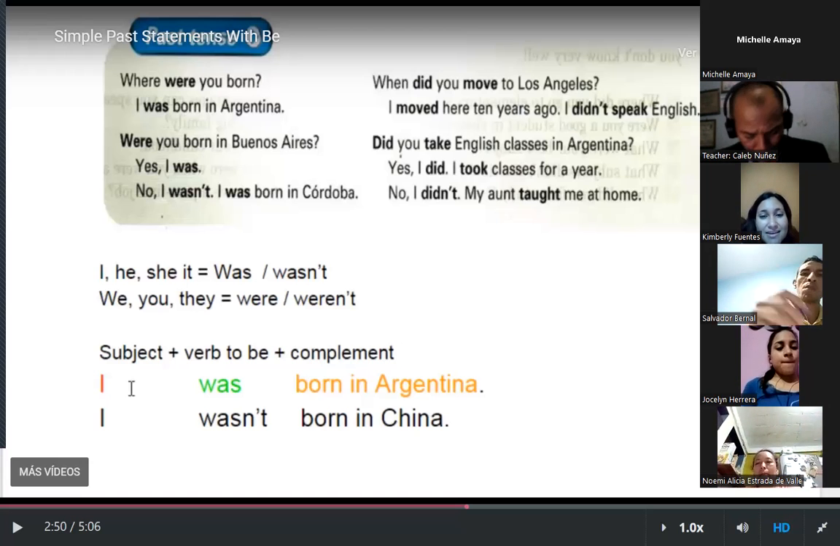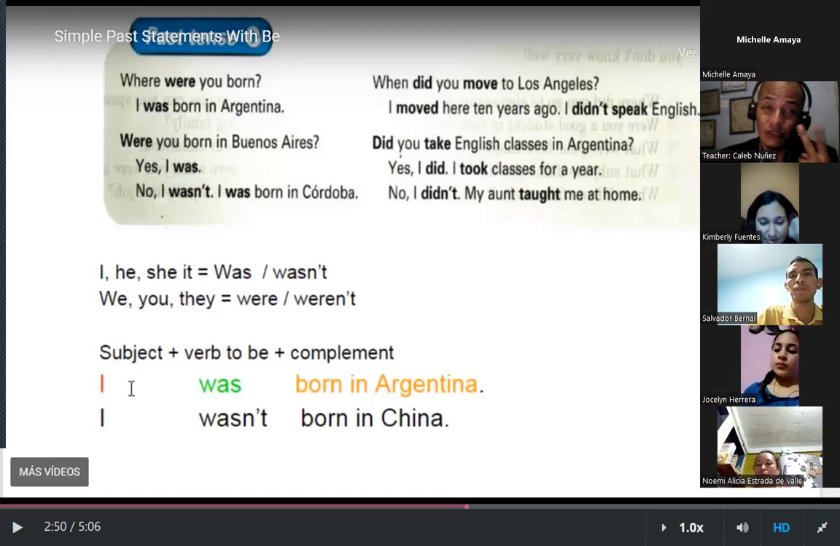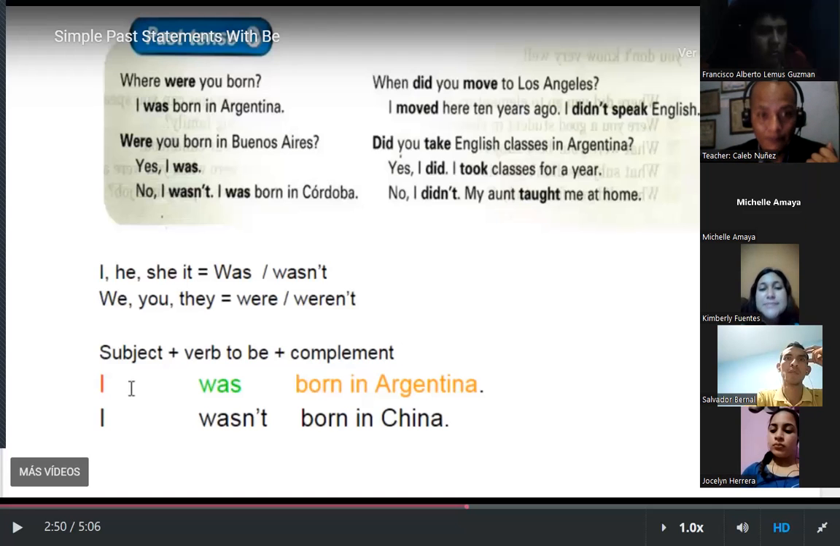Teacher, and they say, where were your brothers born? Brothers? In plural? And siblings? It's siblings, because brothers is only two men, or sisters is only two ladies. So all together it would be siblings. Okay, let's go with siblings.